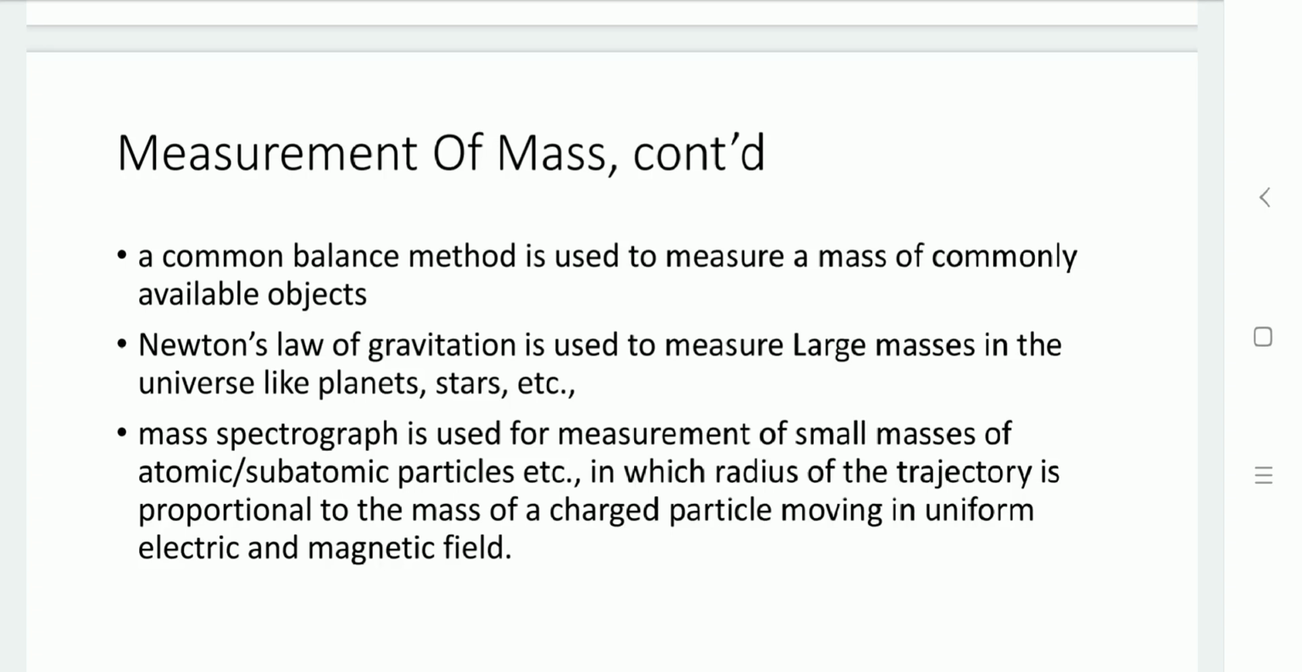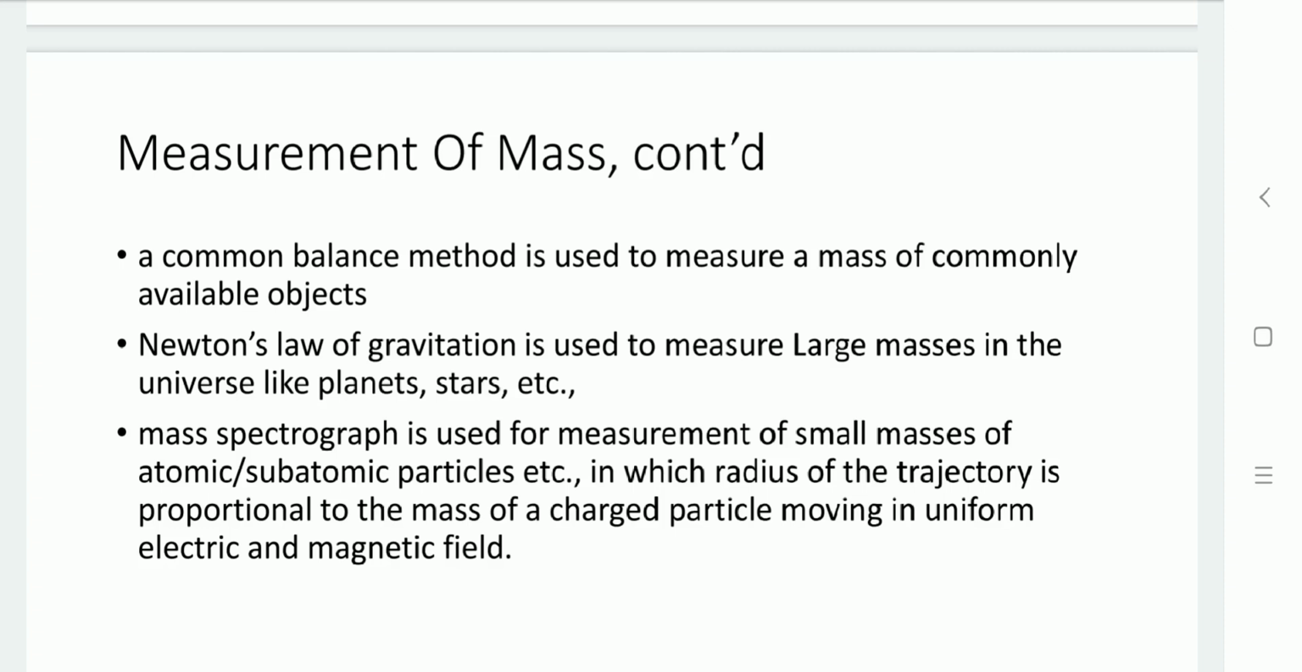But if we want to measure large masses, that is the mass of planets or the universe or a star or galaxy, for that we use Newton's law of gravitation. In that case, we use the centripetal force condition, which is applied from the center. It defines how much centripetal force is required for that planet to rotate in its orbital motion in a circular path. Accordingly, the mass of the planet can be decided.